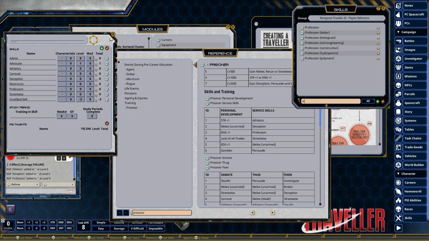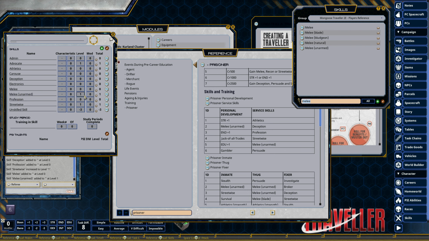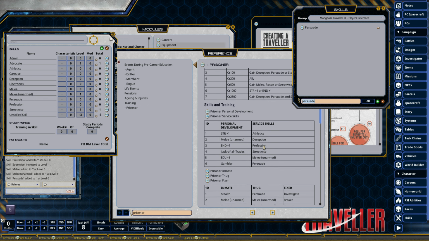Streetwise, I've already got Streetwise at 0, right? But since there's not a number showing here, whatever I've got goes up by 1, so my Streetwise goes up to a 1. And then melee unarmed. Not only did it give me melee unarmed at a 1, I also have melee at a 0, meaning that I can use melee blade, bludgeon, and natural all at skill rank 0. And then I get persuade. There we go. Okay.